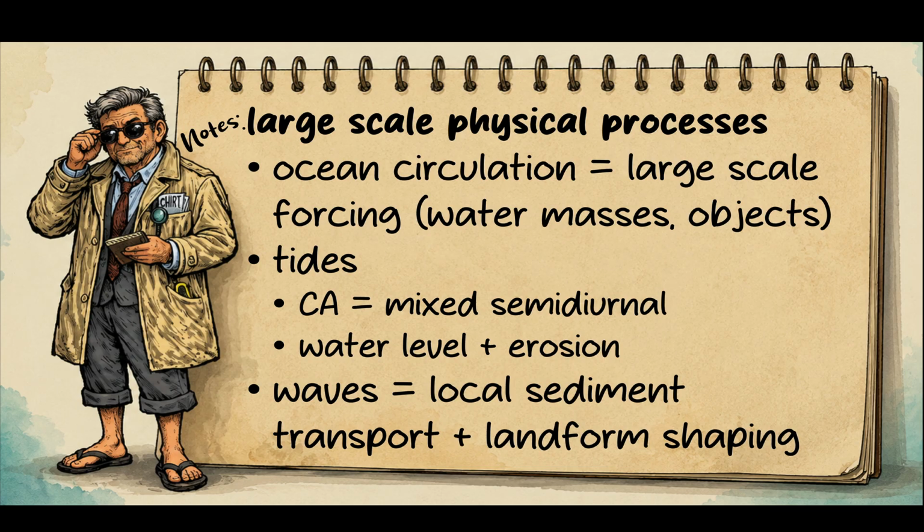So real briefly, by way of summary, today we just mentioned large-scale physical processes. We talked about ocean circulation, which is operating at the large scale. We talked about tides. We here in California, as with most of the world, have so-called mixed semidiurnal tides. Those tides are going to dictate water level, and therefore much of the erosional framework that's going to happen along our beaches. And then waves are going to come in and actually do the moving around of the sand, and both being impacted by landforms and in turn shaping landforms on and around our beaches.